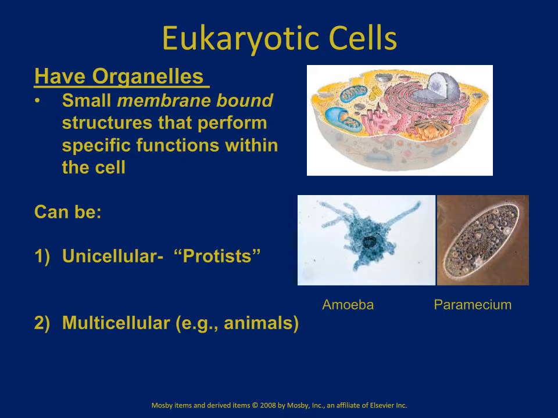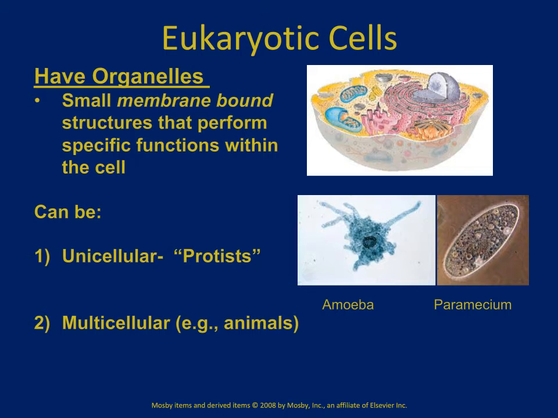Okay, now that we've talked about the prokaryotes, let's spend some time talking about eukaryotic cells. Now remember that eukaryotic cells have clear membrane-bound organelles and a nucleus, and eukaryotes can be either unicellular or multicellular. Now, of course, animals are multicellular. They're actually made up of trillions of cells in most cases, but we also have some unicellular eukaryotes, which are collectively known as protists. These include things such as the amoeba and the paramecium.